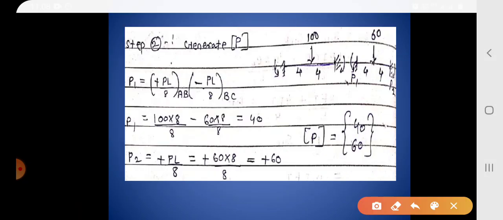Then go to step 2. Step 2 is generate P matrix. Okay, what is P? P is the action at the point of redundant due to external loads. Okay, so we are having 2 points of redundant, redundant at B and redundant at C. Okay, so what is the redundant? Theta at B and theta at C. So we will go one by one.